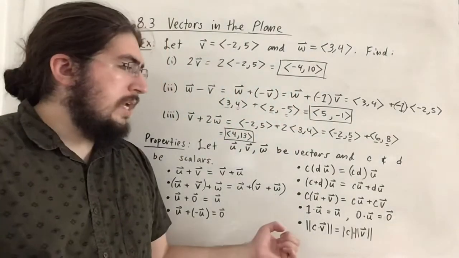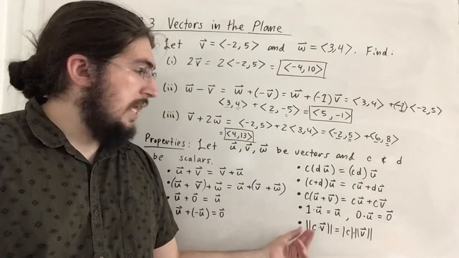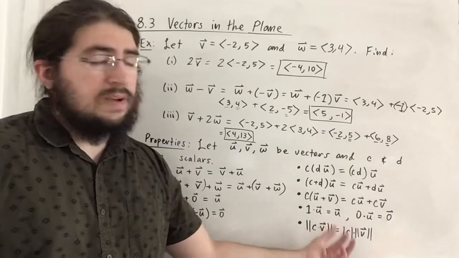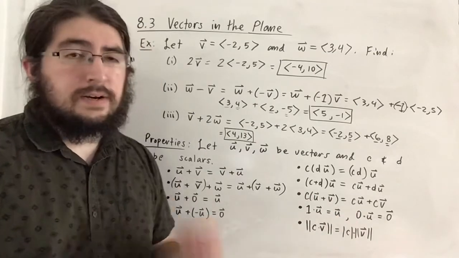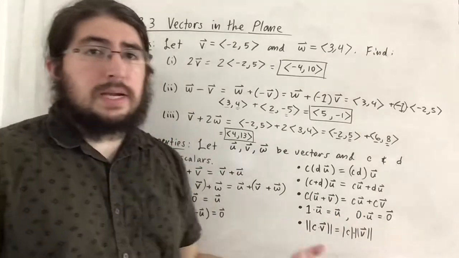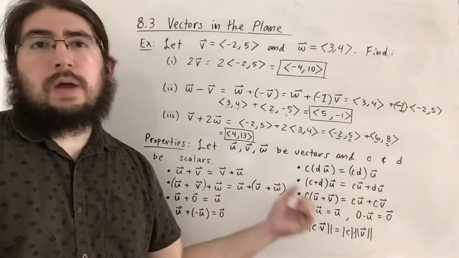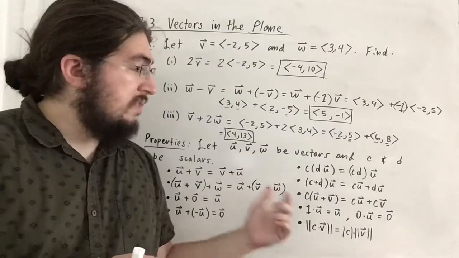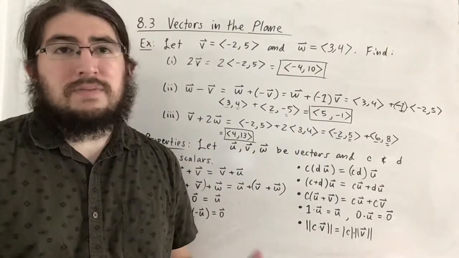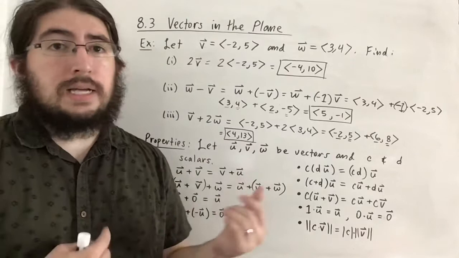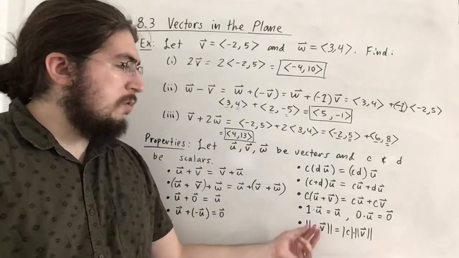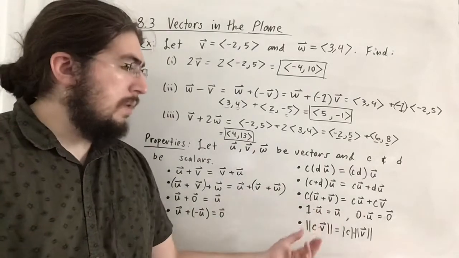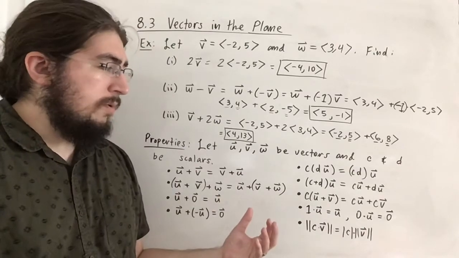So the last one here says that the magnitude of a scalar times a vector is the absolute value of that scalar times the magnitude of the vector. Now the reason why we need the absolute value is that, if you recall the way we define magnitude, it's the positive length. So if the scalar is negative, it's not going to fly because our length has to be a positive value.